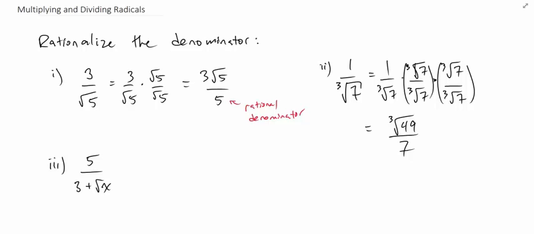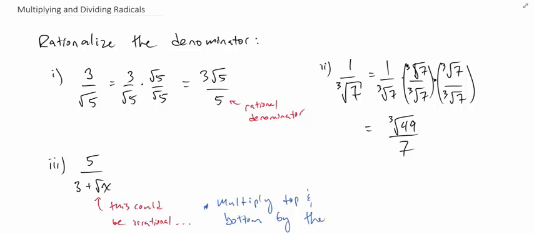Okay. And we'll look at one where we've got a binomial on the bottom. Now we don't really like that root x down there, because that could be an irrational number. Say if that x was a 7 or a 2 or something. So what we do is we practice what we did before. We multiply by the conjugate. And this time we're going to do the top and bottom by the conjugate of the denominator. So the conjugate is 3 minus root x.